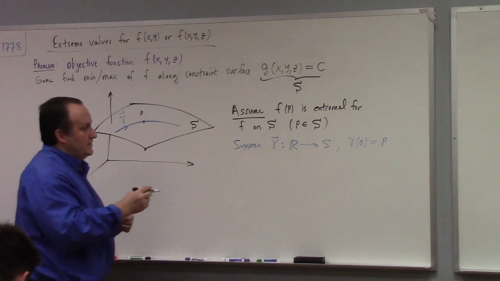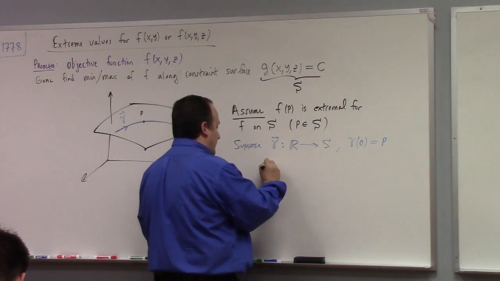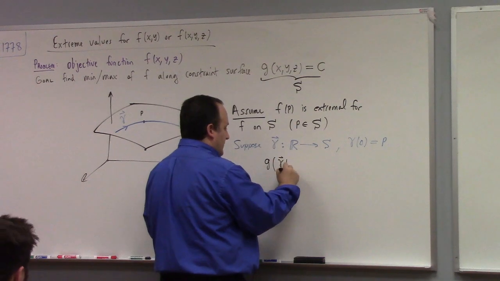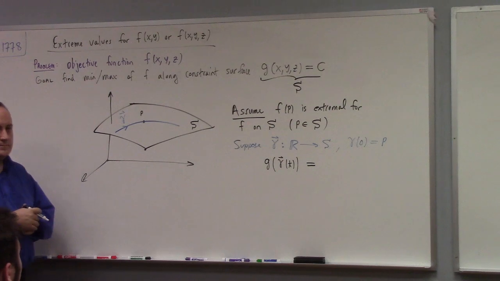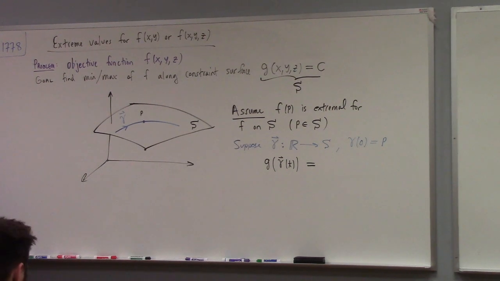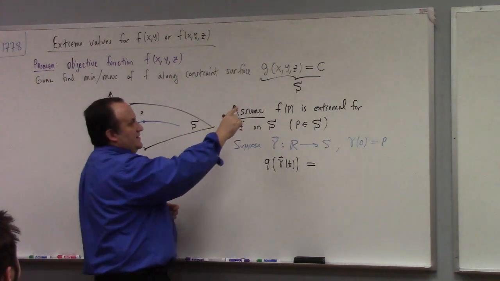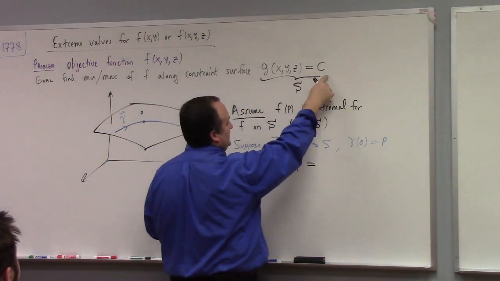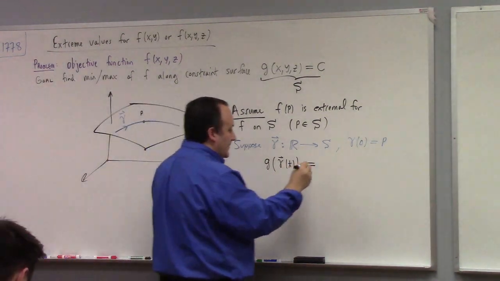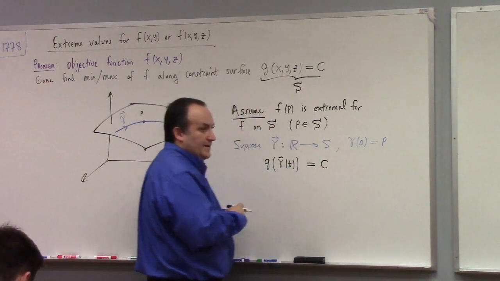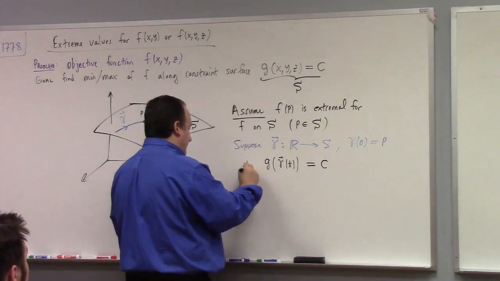How about this? G of gamma of t should be equal to what? Well, remember that the equation that defines the surface is right here: g of xyz equals c. So g of gamma of t should be equal to c, right? So that's one thing. Number one, we have that.